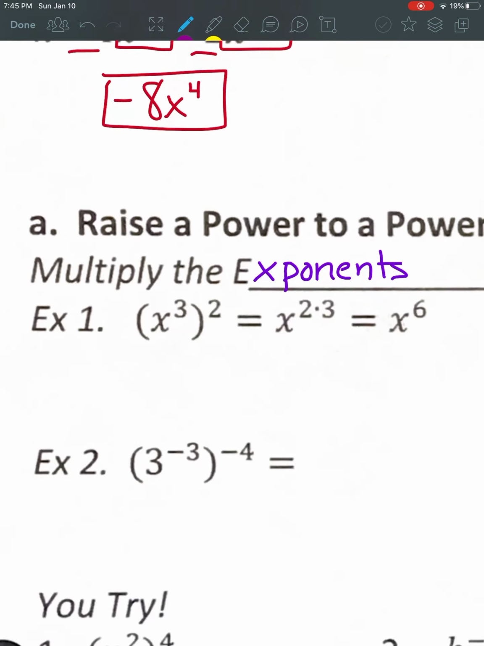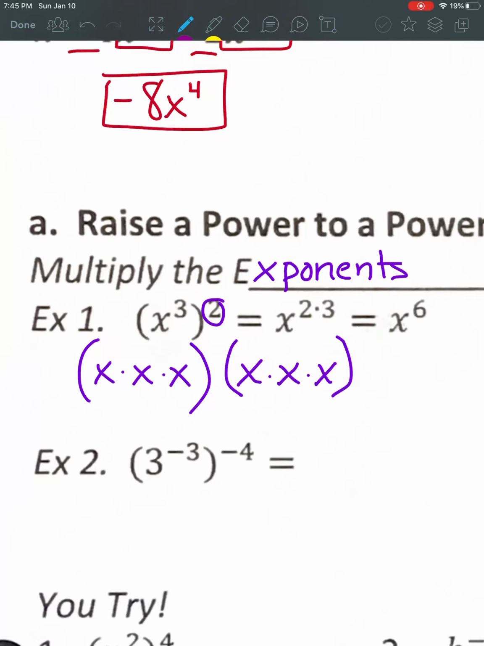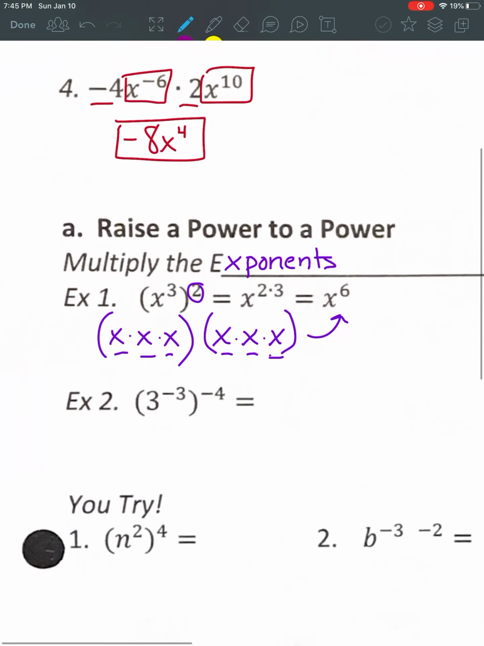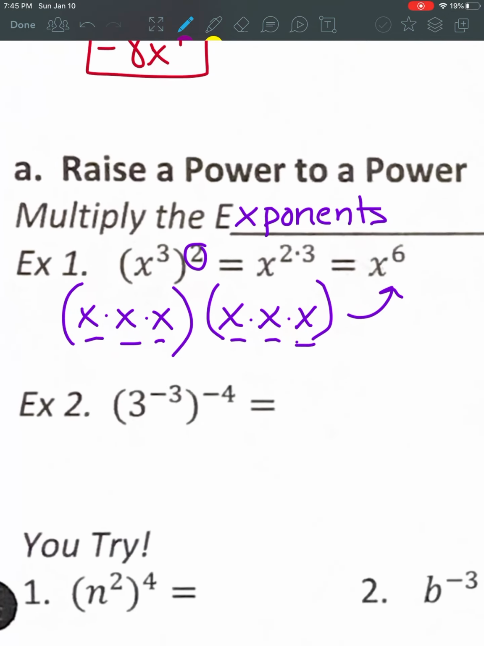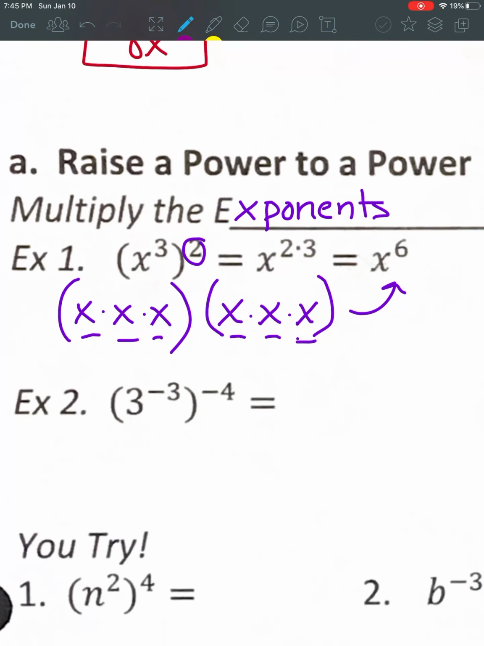And remember, when we expand these out, if you ever question, what is the rule? What do I need to do? Think about what x cubed means in the parentheses: x times x times x. Well, then it's a square, so that means we're going to do the x times x times x twice. And then notice how many we have? We have 6, and that's why we have x to the 6th power. That's why we multiply the exponents.